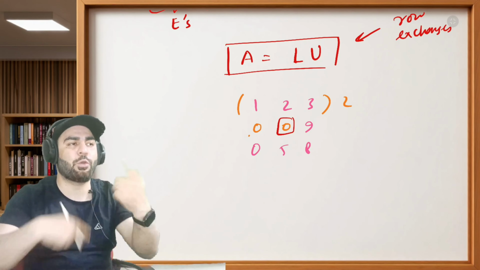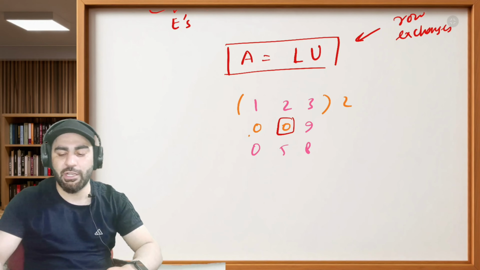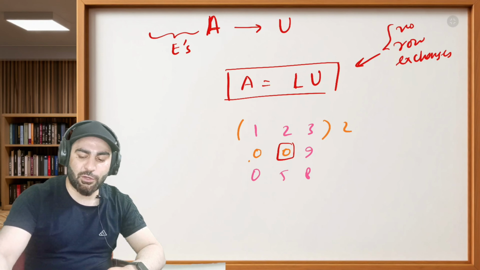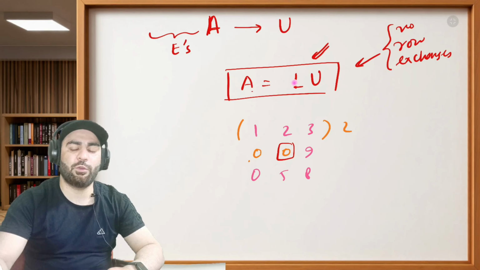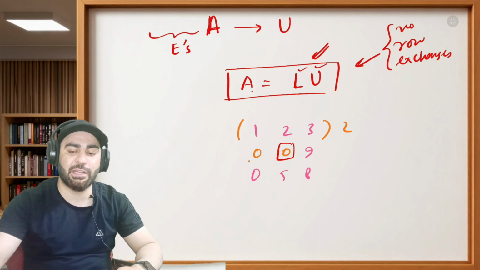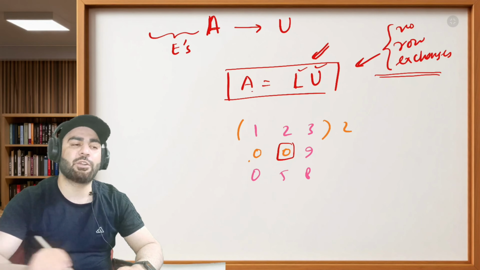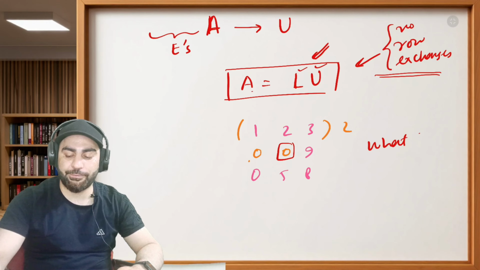So now there will be a row exchange. In order to perform Gaussian elimination, you have to perform a row exchange. When there are no row exchanges, you can directly say that I can do this A is equal to LU factorization. I can factorize a matrix into a lower triangular matrix and an upper triangular matrix. But there should be a condition that no row exchange should be there. But if there is a row exchange, what to do then? That is a big question.